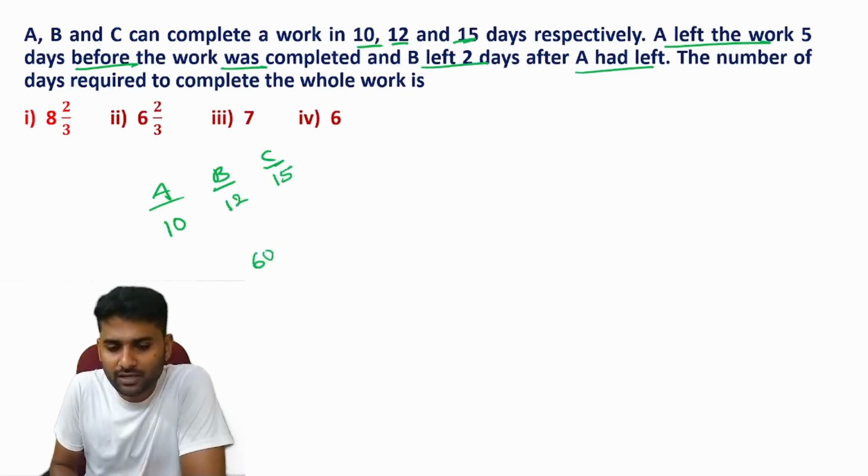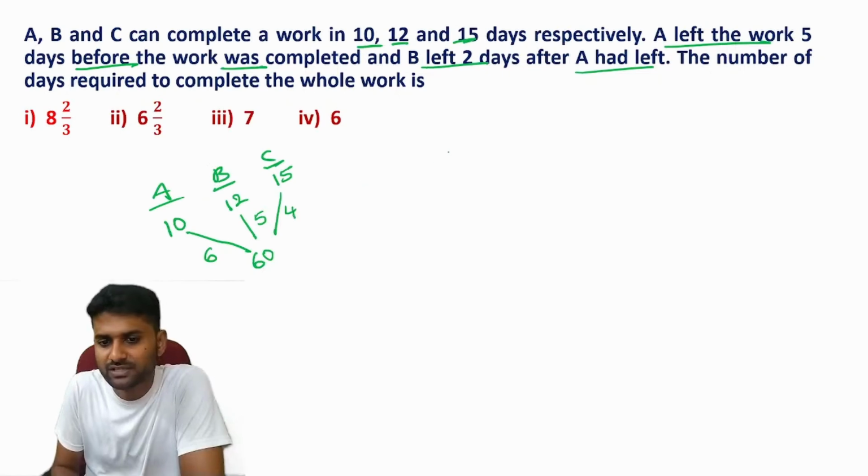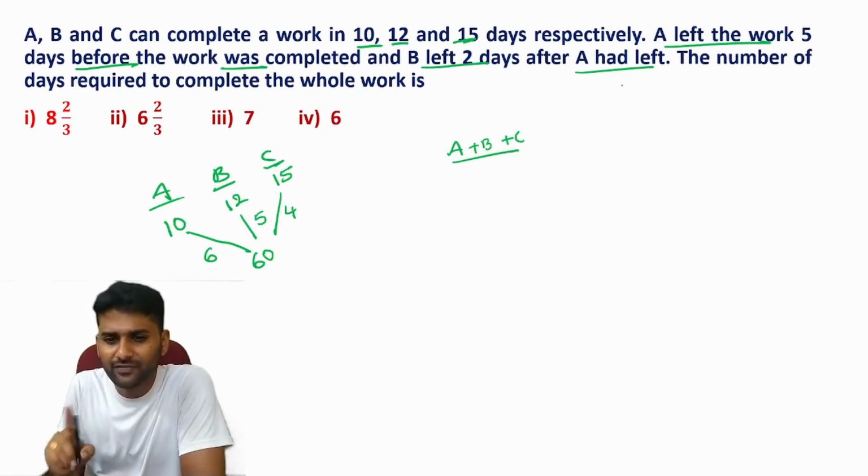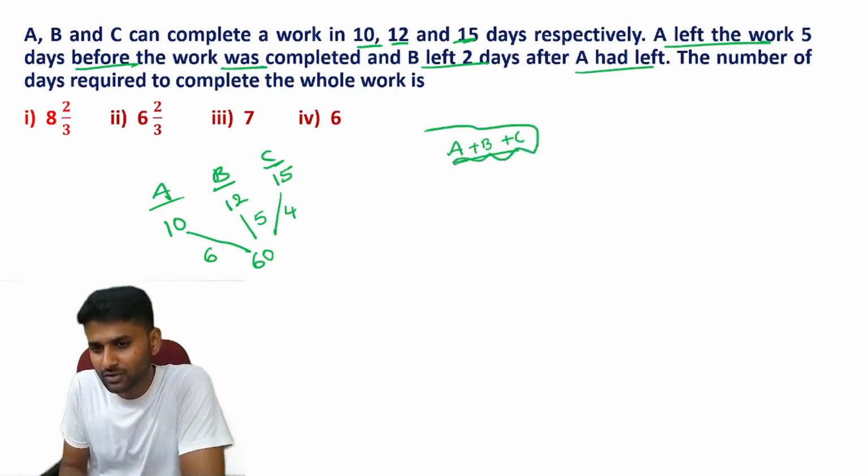Now the total work is 60 units. A's efficiency is 6 units, B's efficiency is 5 units, C's efficiency is 4 units. According to the data, A, B, C start working together, and they clearly mention that A left and B also left. They are talking about the last 5 days, guys. So we have to focus on the last 5 days.